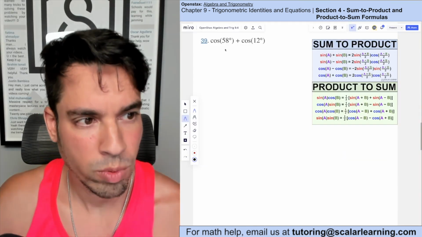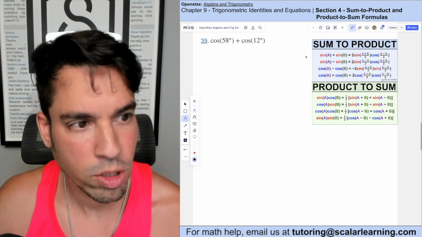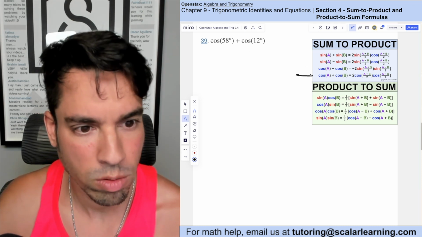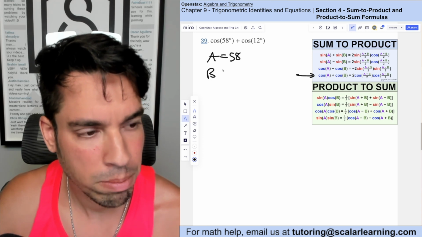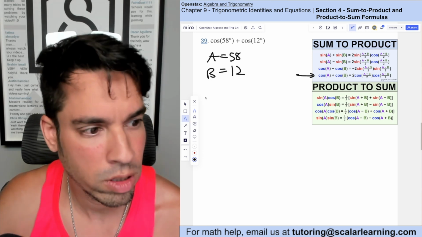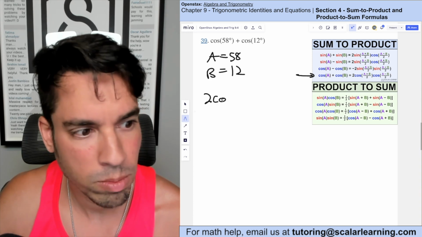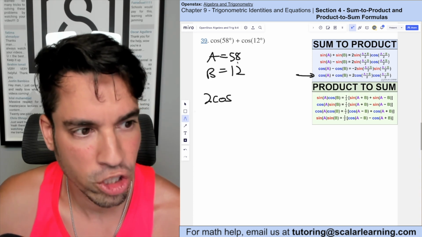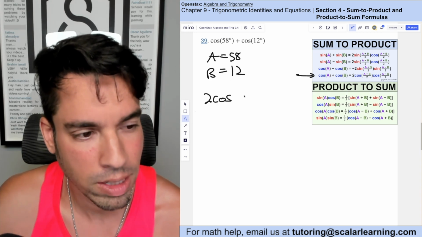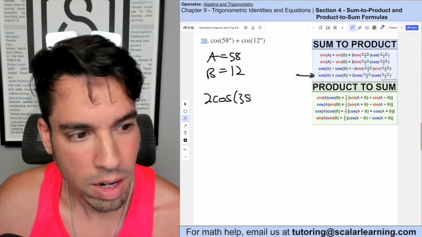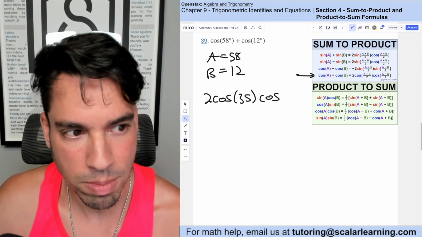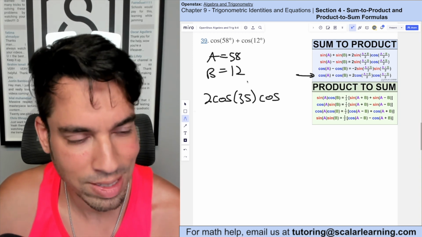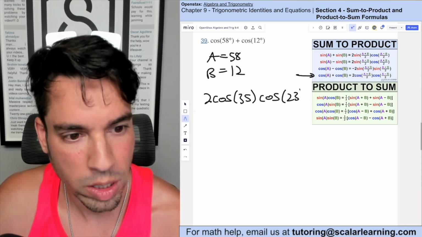So for this one, we're going to rewrite it from sum to product. So we got cosine plus cosine, which is right here. So I'm going to set a equal to 58 and b equal to that second angle of 12. So this is the same as 2 times cosine of a plus b, which is 70 divided by 2 is 35. And then times cosine of a minus b divided by 2. 58 minus 12 is 46 divided by 2 is 23, okay?